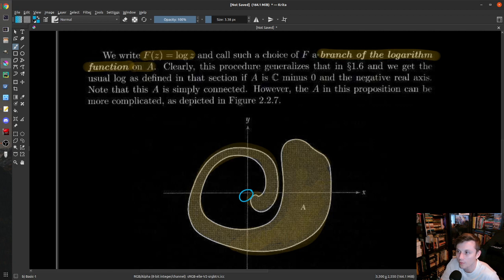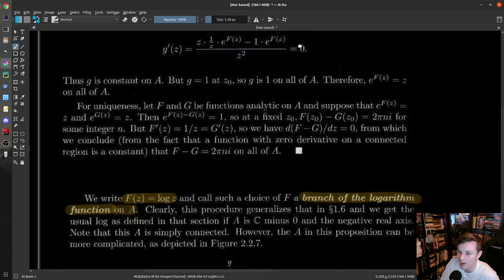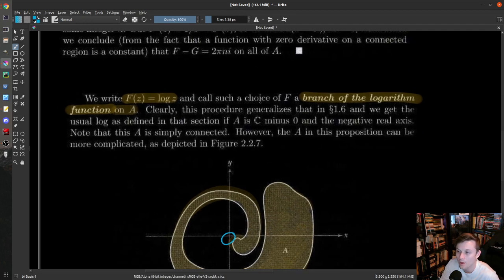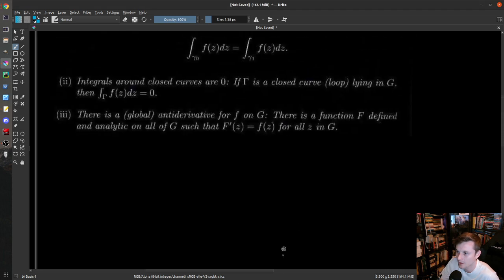So let's go through and prove this. And this will give us a lot more. What we were talking about before was branches of the logarithm on a specific domain. Just to be clear, in case this seems strange.